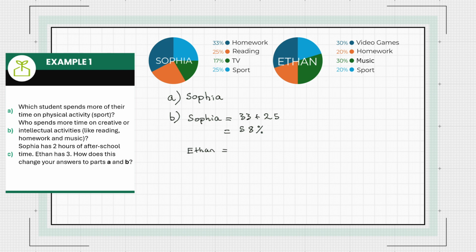whereas Ethan, you can see he's spending 20% on homework and he's spending 30% on music. So he spends 50% of his time on intellectual activities after school. So the answer here again is Sophia.